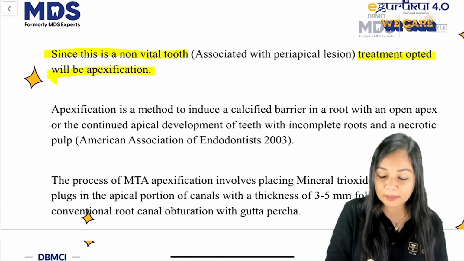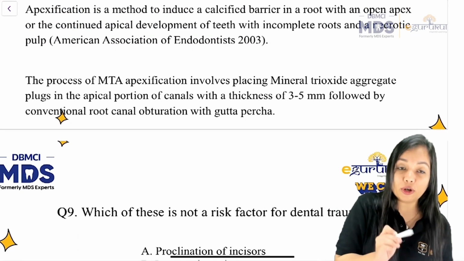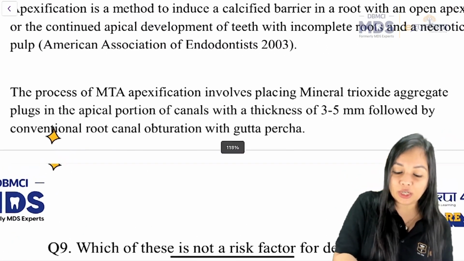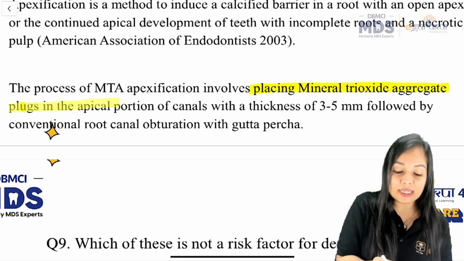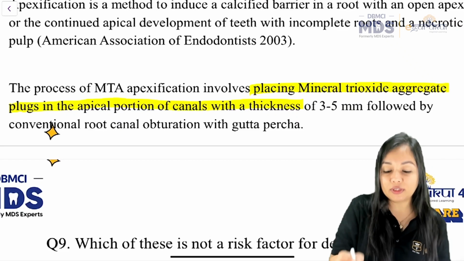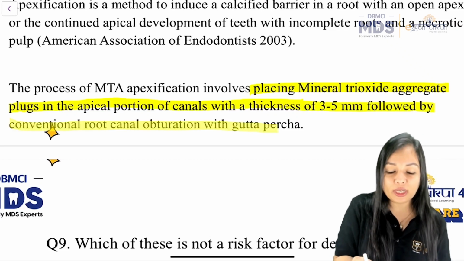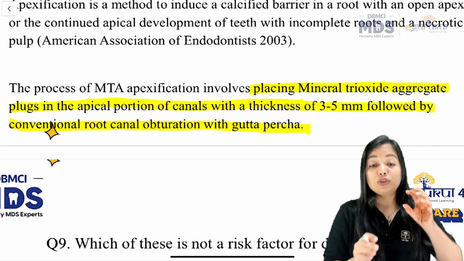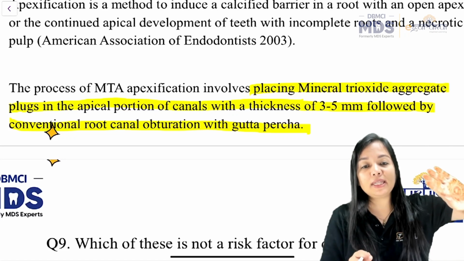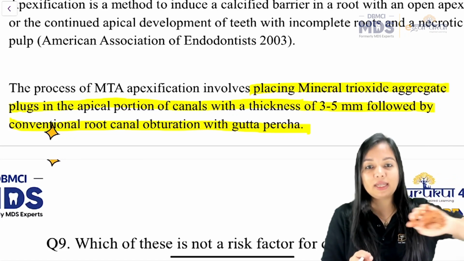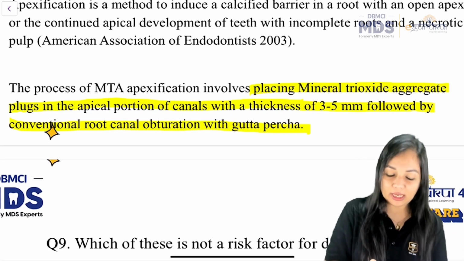So you know what is apexification? One thing I want you all to know is, the process of MTA apexification involves placing the MTA plug in the apical portion of the canal with a thickness of 3 to 5 mm, followed by conventional root canal obturation with gutta percha. So 3 to 5 mm of the apical root, you place MTA there so that the apex gets sealed, and then you use a conventional gutta percha to seal the rest of the canal.